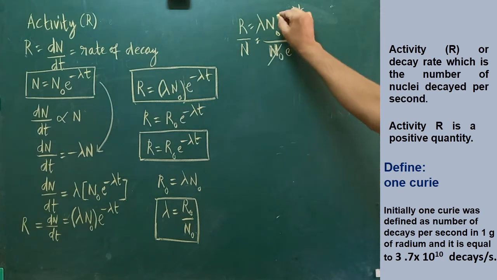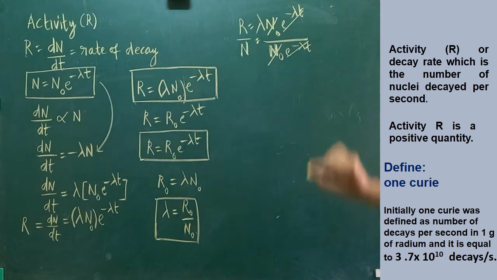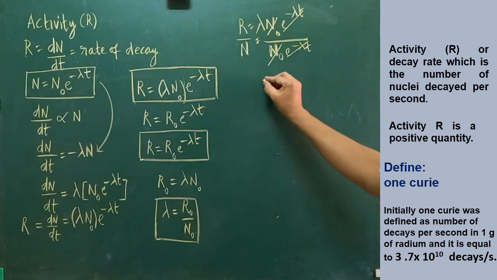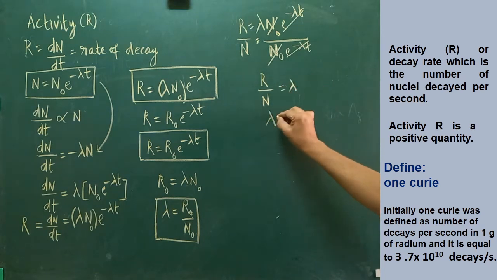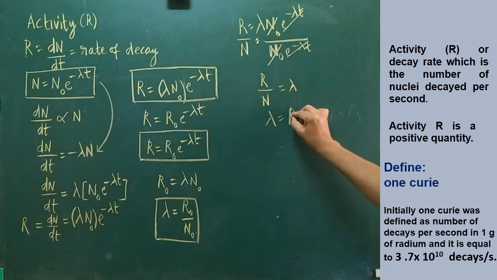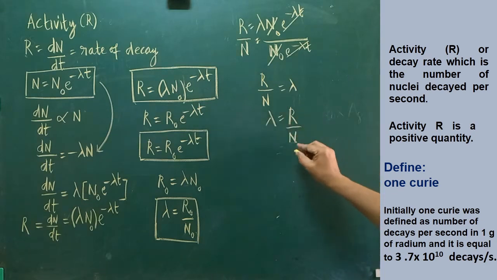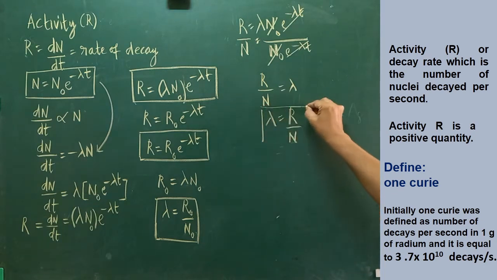N naught can be cancelled. E power of minus lambda t, e power of minus lambda t can be cancelled. So finally you will be getting R divided by N will be equal to lambda. That is, lambda is equal to R by N. Are you clear? This is another expression.